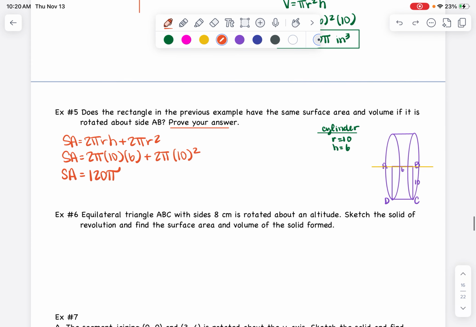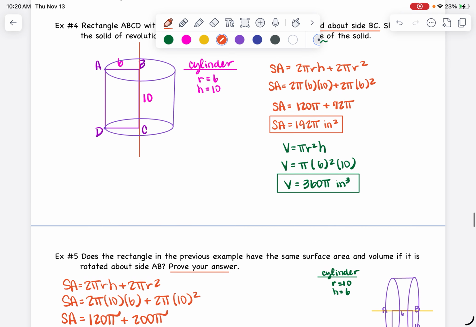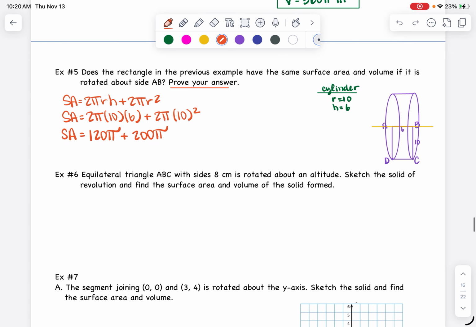So lateral doesn't change, but because our bases are bigger circles, let's see, that gives us what, 200 pi for the area of our bases, whereas up here we only got 72 pi for the area of our bases, right? And what's that going to give us? 320 pi square inches. So definitely bigger because the bases became bigger because our radius increased, okay?